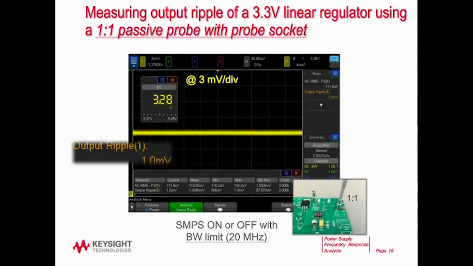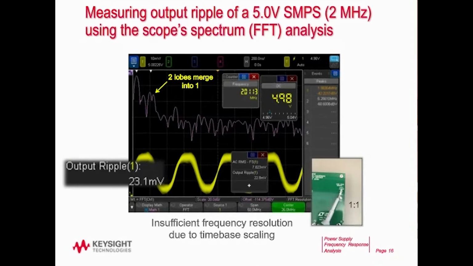Now let's take a look at a switch mode power supply as opposed to a linear power supply. This is a switch mode power supply with a 5 volt output with a switching rate of 2 megahertz. You can see the yellow waveform in the bottom there. That is the DC output. And I'm using DC coupling, and you can see I've got my DVM turned on. It's measuring 4.98 volts, and the output ripple is 23.1 millivolts.